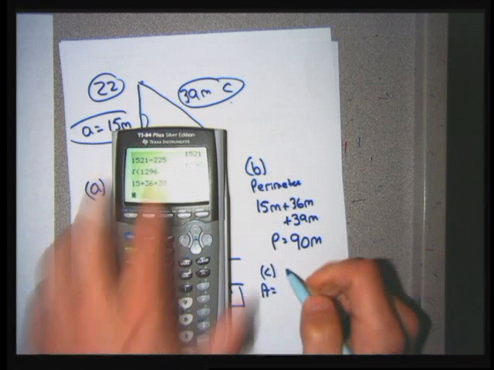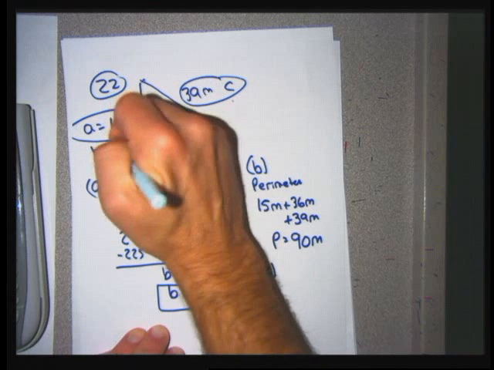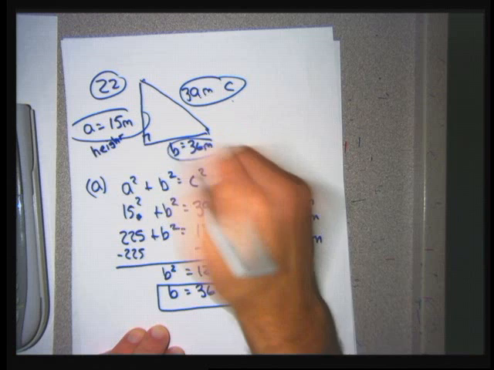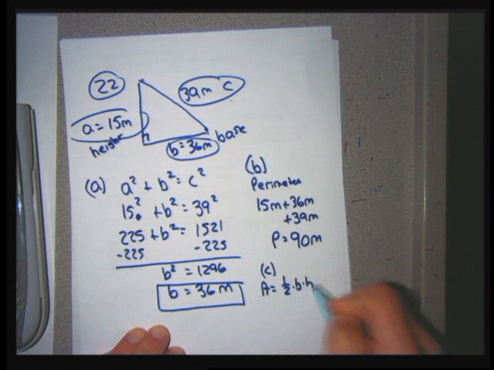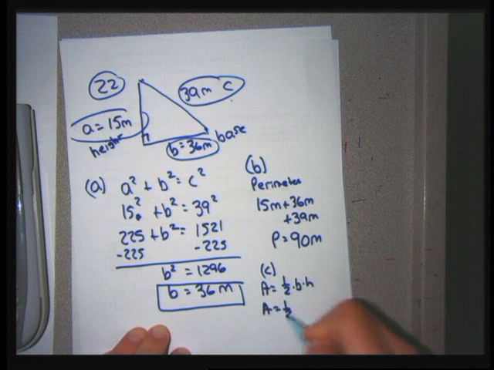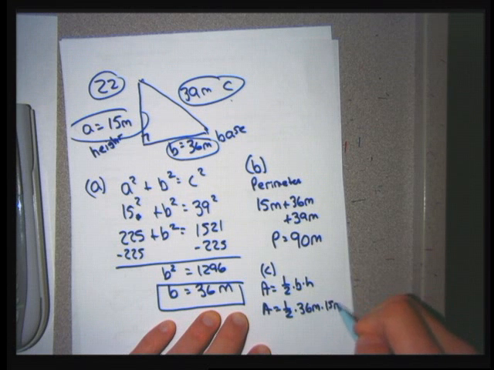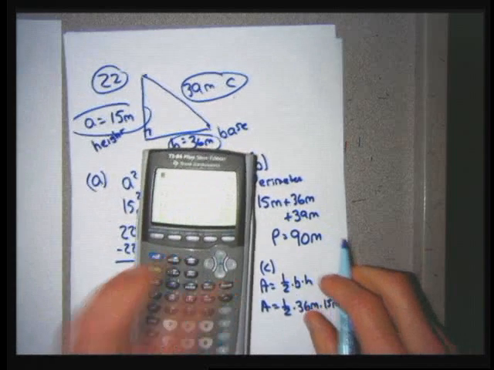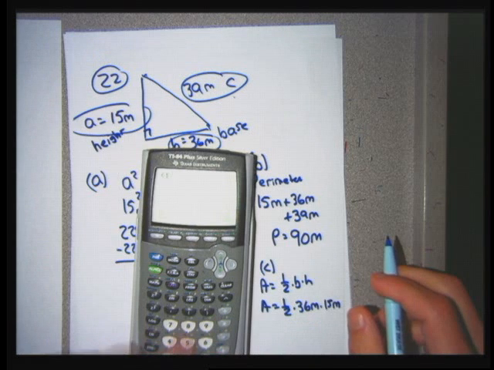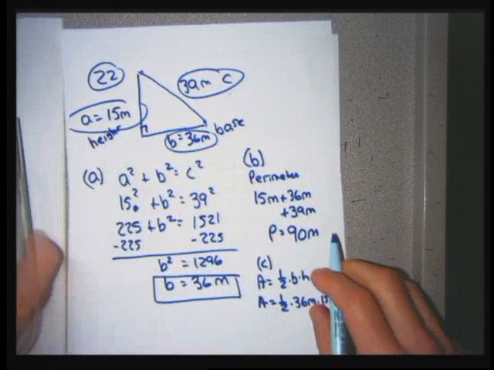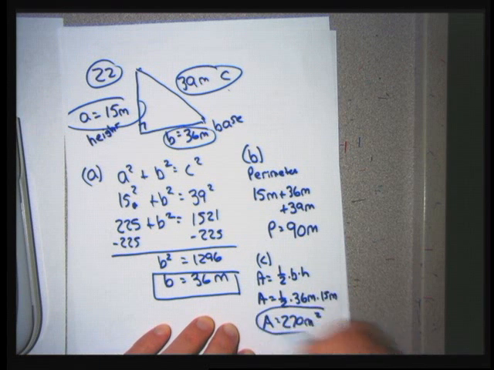Area is 1/2 the base times the height. I'm going to call this a the height because it's connected to the right angle. I'm going to call the 36 the base. When I do 1/2 the base times the height for the area, it's going to be 1/2 times 36 meters times 15 meters. And on my calculator, I go parentheses 1 divided by 2 for the 1/2 times 36 times 15, and I get 270 square meters. And I'm going to write meters squared for my answer.